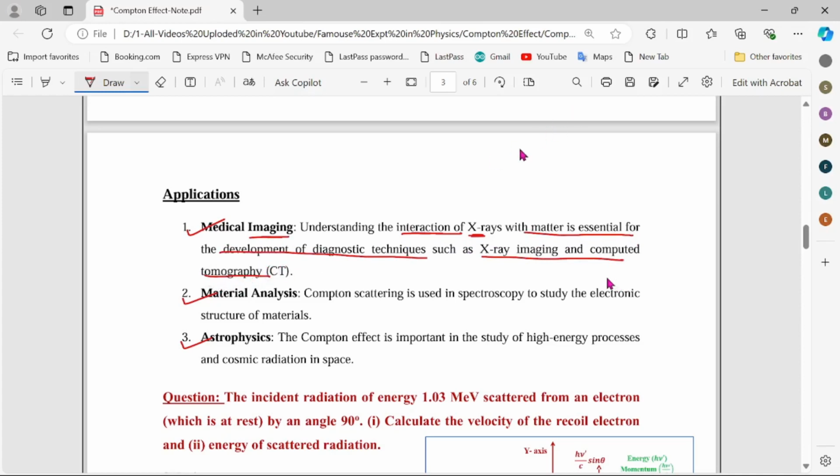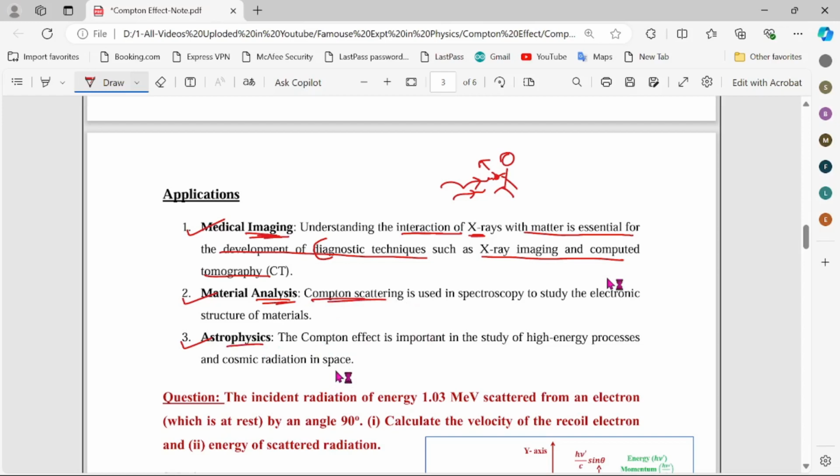Suppose a human body is there. X-rays interact with some part of the human body to find a defect. If it interacts exactly with the defect, then we can extract exact information about that defect. So for medical imaging diagnostic techniques, the Compton effect is also useful. Likewise, material analysis means the structure of an unknown material can be found by using Compton scattering.